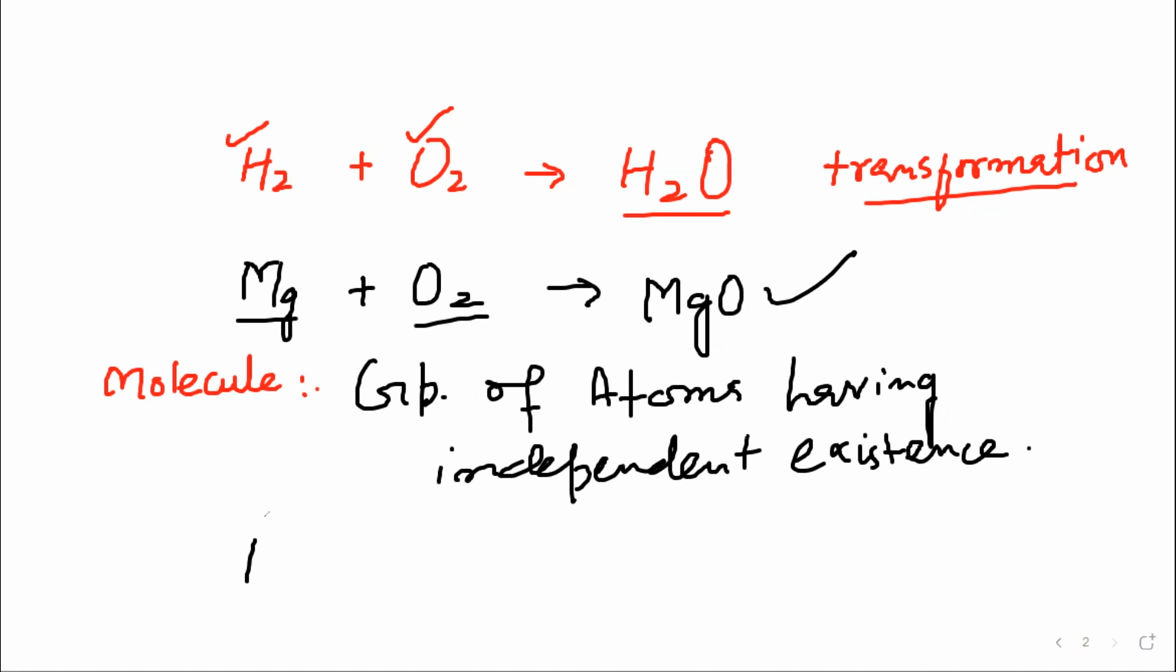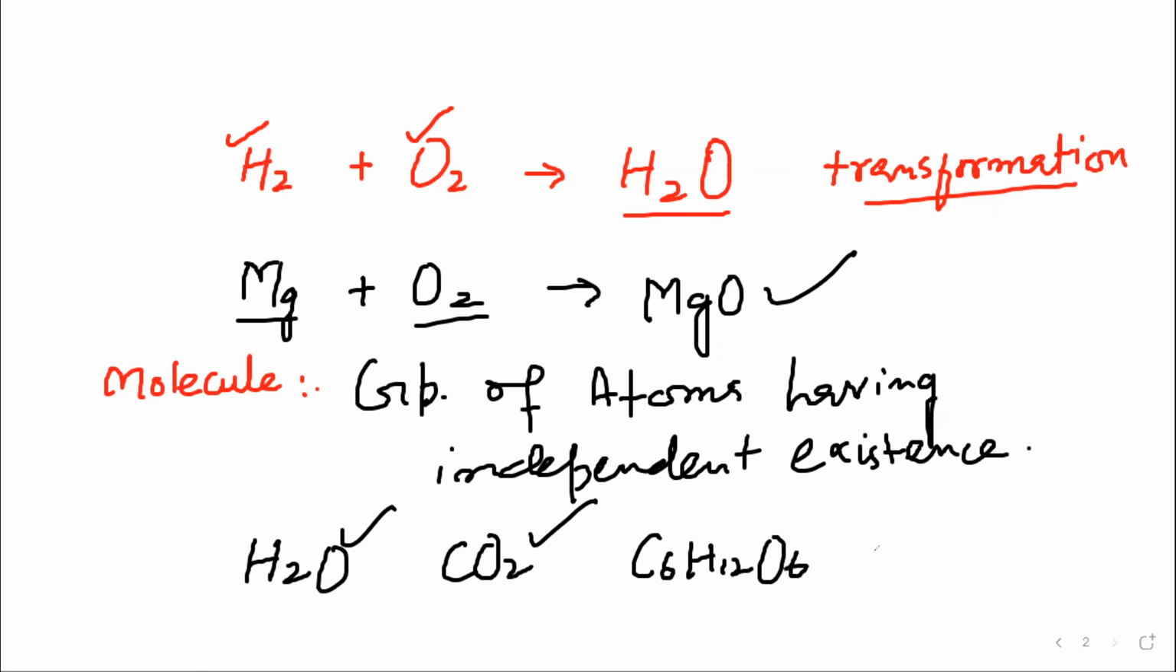So just as we have this water molecule, similarly this is the carbon dioxide molecule, right? These molecules exist independently. For example, we have glucose, that is C6H12O6. So molecules have independent existence, but atoms do not, isn't it? Have you got this? Any doubt here?